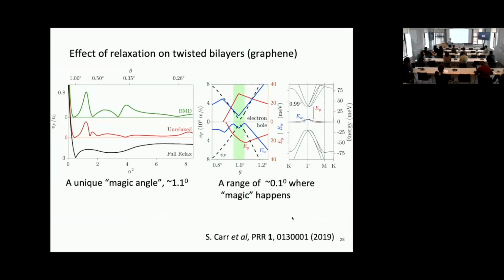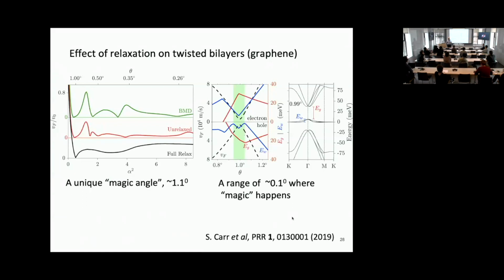And in this picture, we basically say that the width in blue, the gap in red, and the slope in dashed black, all these features are optimized near the magic angle, around 1 degree. Not in a unique value, but in a small range of roughly 0.1 degrees around this.